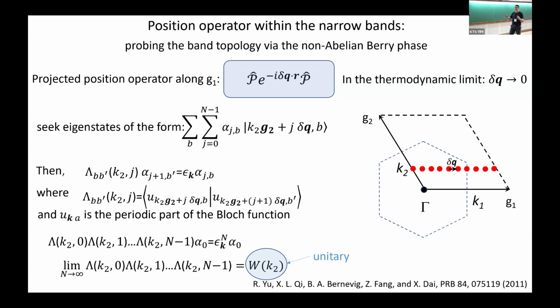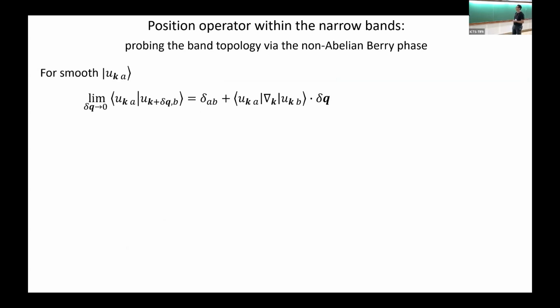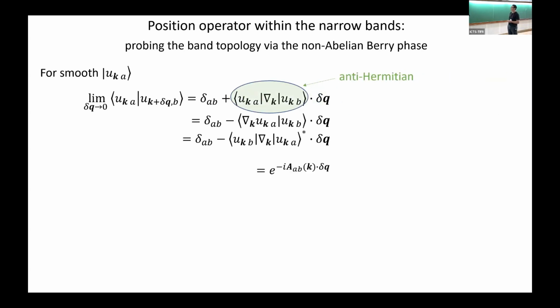And this is going to give us something like the most squeezed wave function in the x direction. Of course, we expect this wave function to be delocalized in the perpendicular direction. This can be connected to the so-called non-abelian Berry phase. If we look at this overlap in the limit of small delta Q and expand to leading order, we're going to obtain this. But then, of course, we know that we can move the derivative to the front, so that gives us a minus sign over here. And this is also a complex conjugate of this, and so this is actually an anti-Hermitian term.